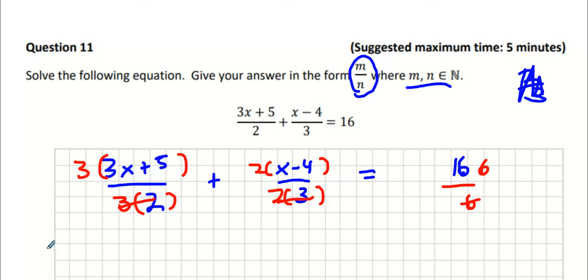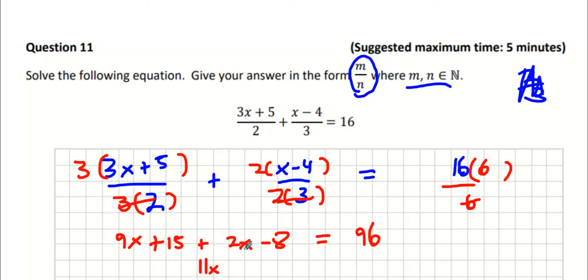Okay, so we're going to get 9x plus 15 plus 2x minus 8 equals 16 multiplied by 6, which is 96. And what we're going to get is 11x plus 7, I believe, equals 96. Bring the 7 over to your side and then just take it away.